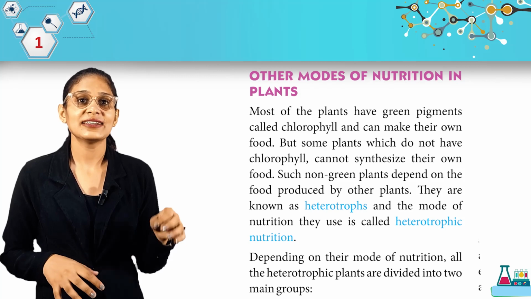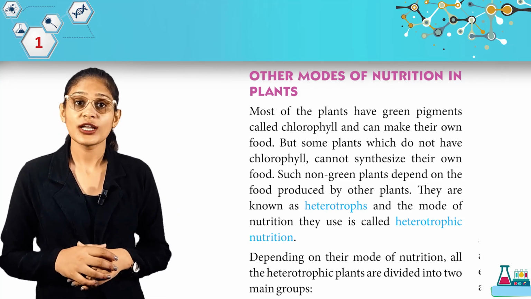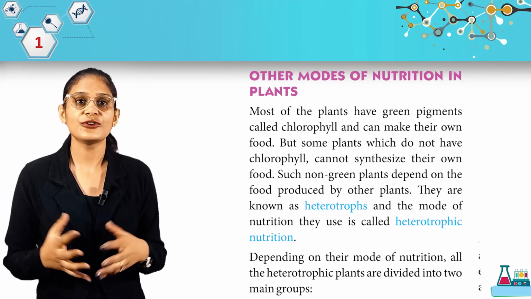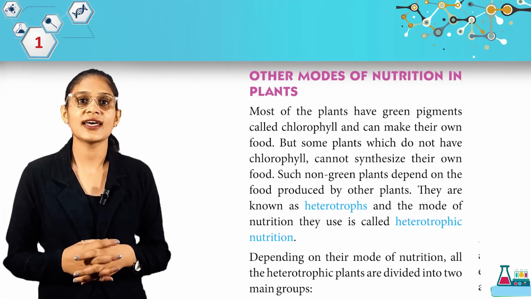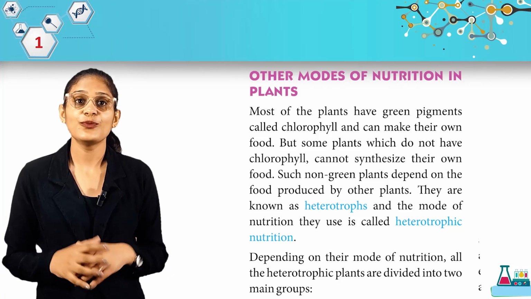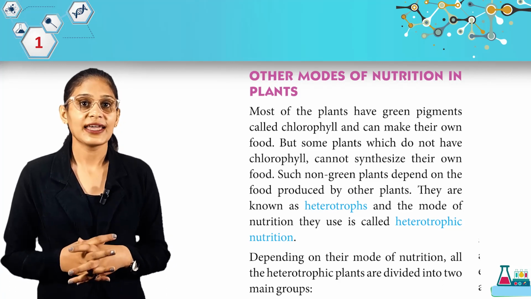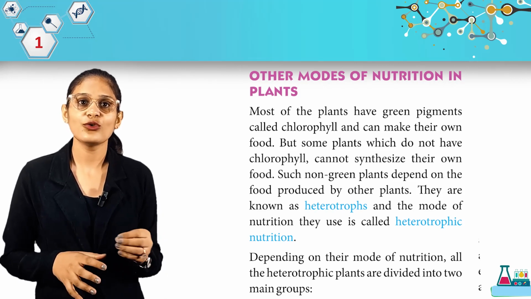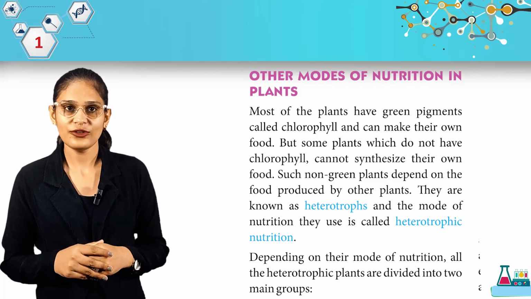Most of the plants have green pigments called chlorophyll and can make their own food. But some plants which do not have chlorophyll cannot synthesize their own food. Such non-green plants depend on the food produced by other plants. They are known as heterotrophs and the mode of nutrition they use is called heterotrophic nutrition.